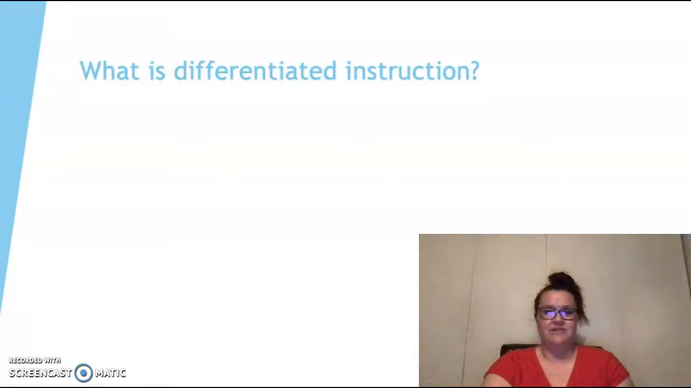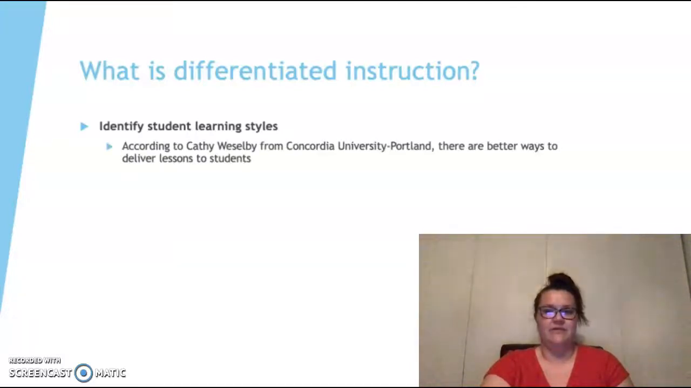First, to differentiate means to make something different by altering or modifying it, so teachers do the following. They identify student learning styles. Every student has an individual learning style. Chances are that not all of your students grasp a subject in the same way or share the same level of ability. According to Kathy Wesselby from Concordia University, Portland, this is a better way to deliver your lessons to reach everyone in your class.